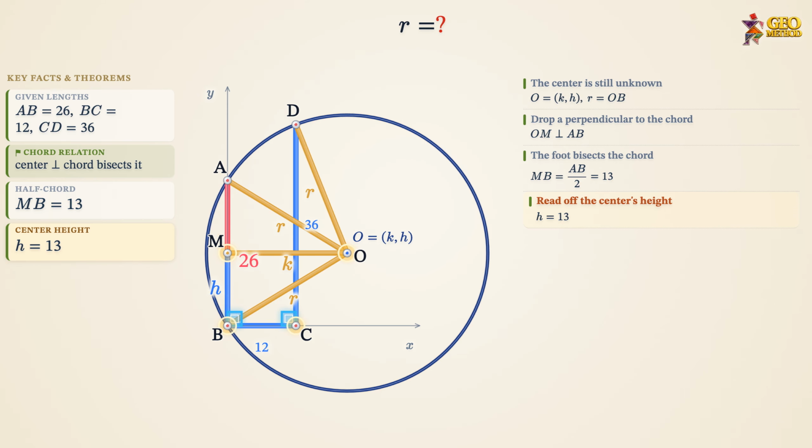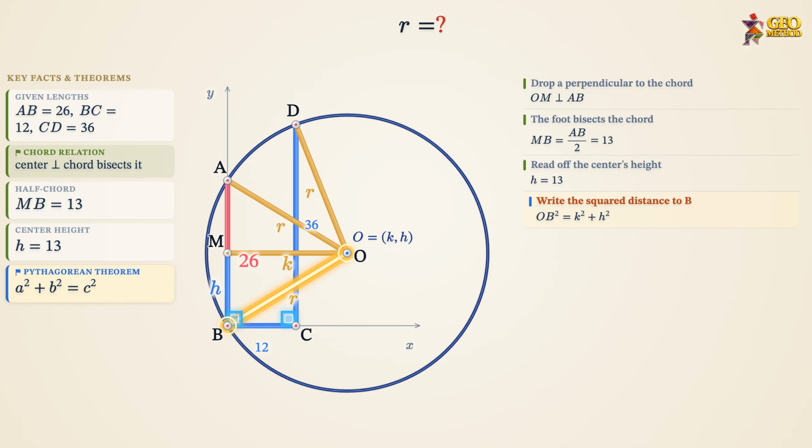Because O sits on the horizontal line through M, the center's height above B equals the height of M, which is 13. So h is 13. 1 coordinate down, 1 still to go.